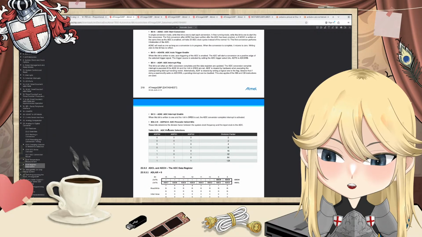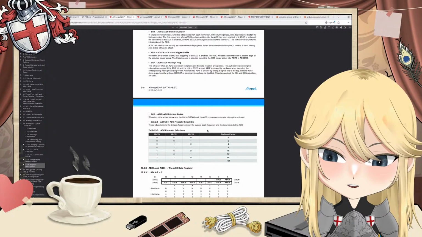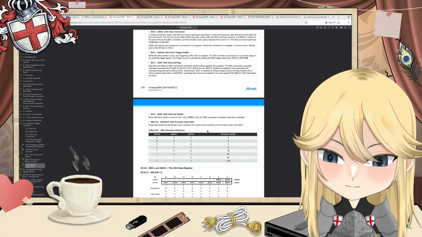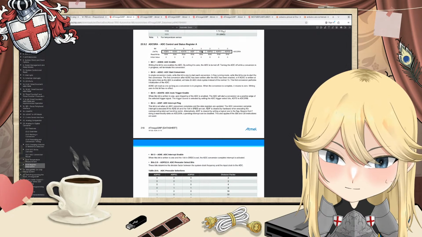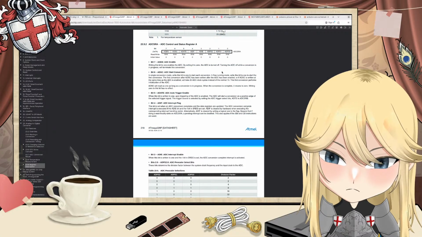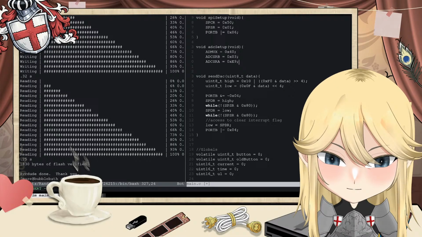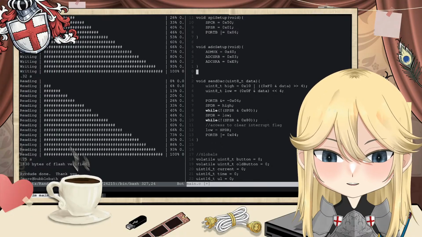What is the prescaler? Between the system clock and the input clock of the ADC. Why can I set this to 0 or 1 and it's both 2? That's funny. So let's set this to 8, 1, 9. Okay.